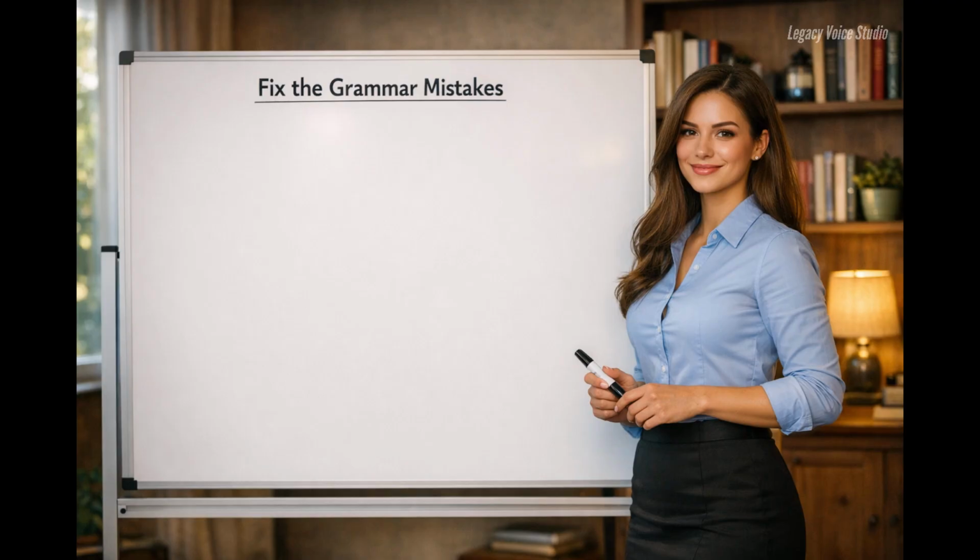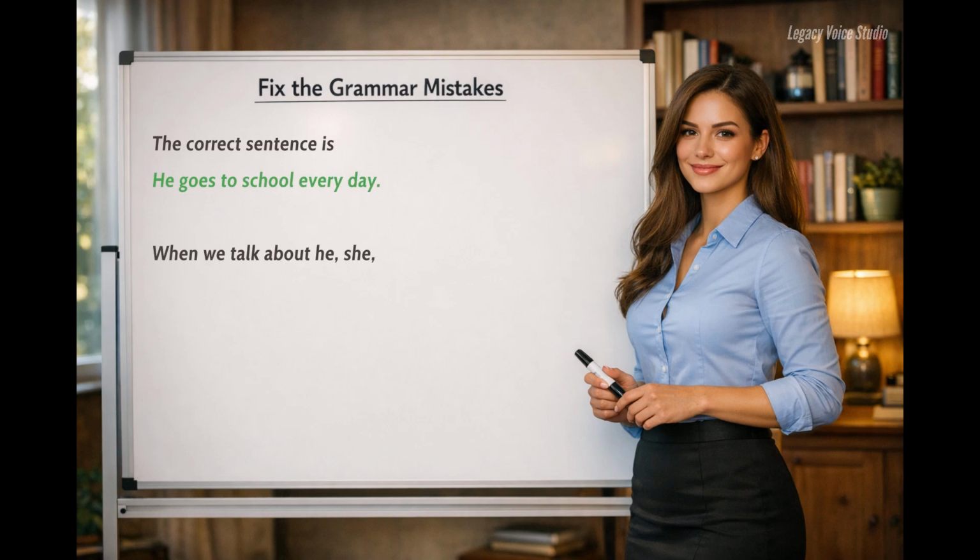Let's start. The first sentence is, "He go to school every day." This sentence is incorrect. The correct sentence is, "He goes to school every day." When we talk about he, she, or it in the present tense, we add s to the verb.